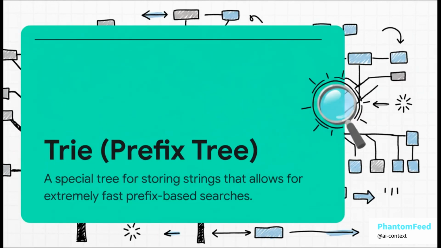All right, our next specialist tool is the trie. Some people call it a prefix tree, and that name gives you a huge clue about what it does. This is another special kind of tree, but this one is completely obsessed with strings. Specifically, it's obsessed with prefixes. The entire structure is designed from the ground up for one mission: to make searching based on the beginning of a word, well, basically instantaneous.